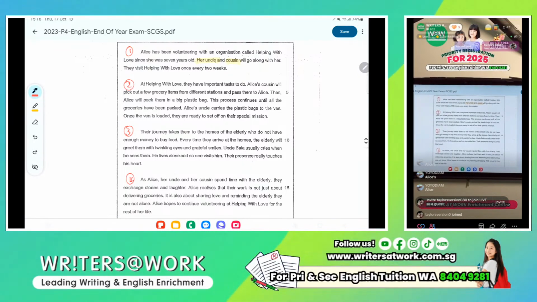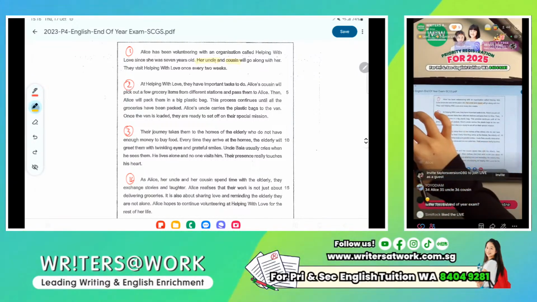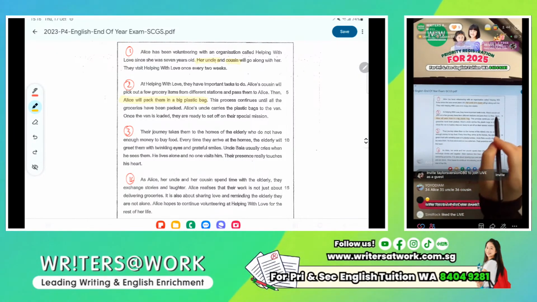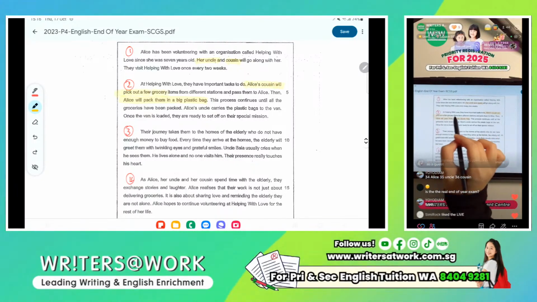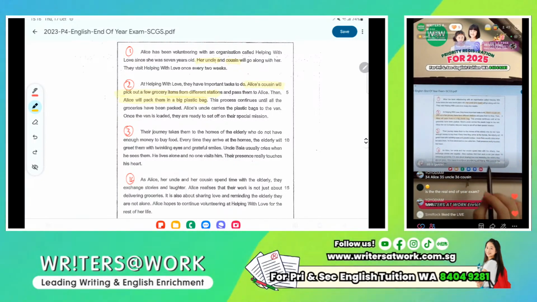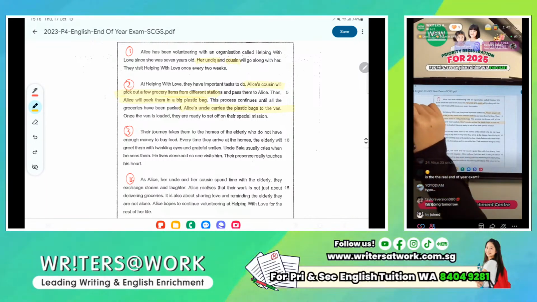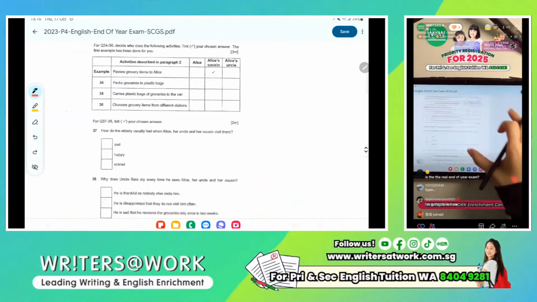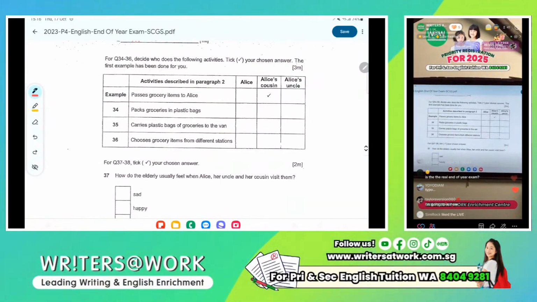Okay, so over here we can see that Alice will pack them in a big plastic bag. Okay, the cousin picks out a few grocery items from different stations, and then Alice's uncle carries the plastic bags to the van. Is this the real end of year exam? This is the real 2023 SCGS end of year exam. Okay, so 34 Alice, 35 uncle, 36 cousin. Okay, let's take a look. He packs groceries.